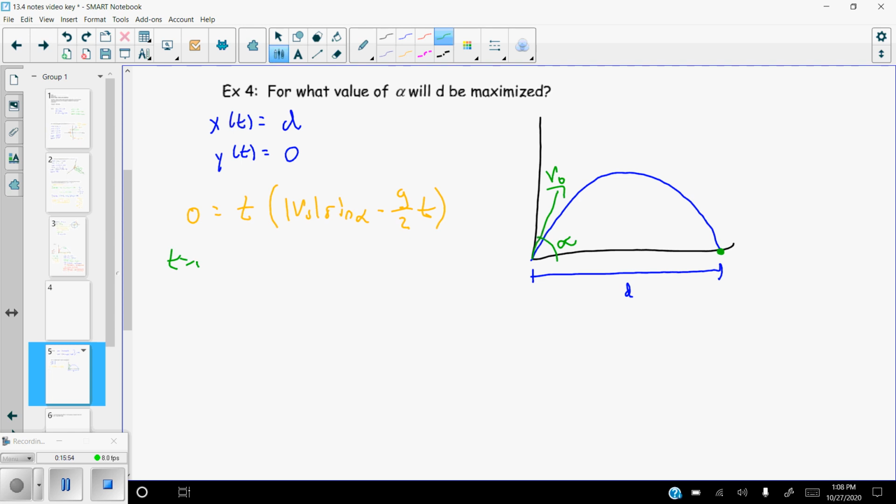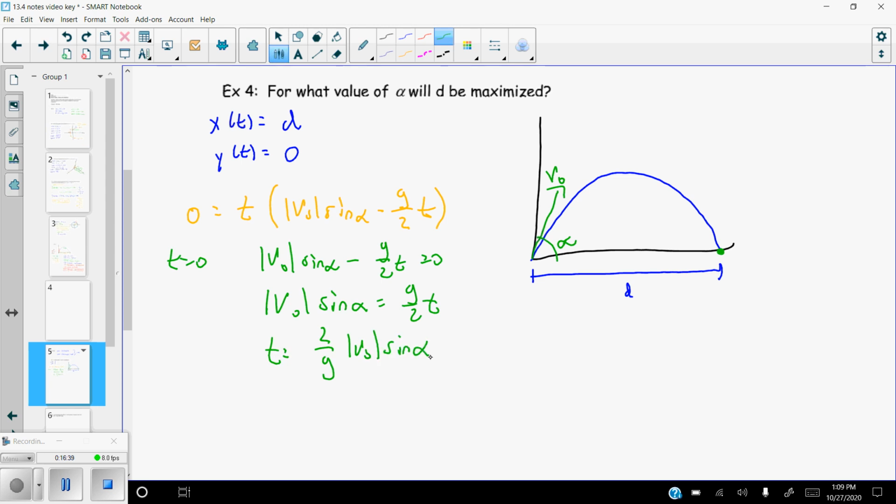So when t equals 0, I'm sorry, not when t equals 0. t equals 0 is one of the solutions. We also take the other portion and set it equal to 0. And what I'm going to do is solve that one for t. So that means I'm going to add the g over 2 t to both sides. And then we're going to multiply both sides by 2 over g, which is the reciprocal. So we're going to get that t equals 2 over g, magnitude of the initial velocity, sine of alpha.